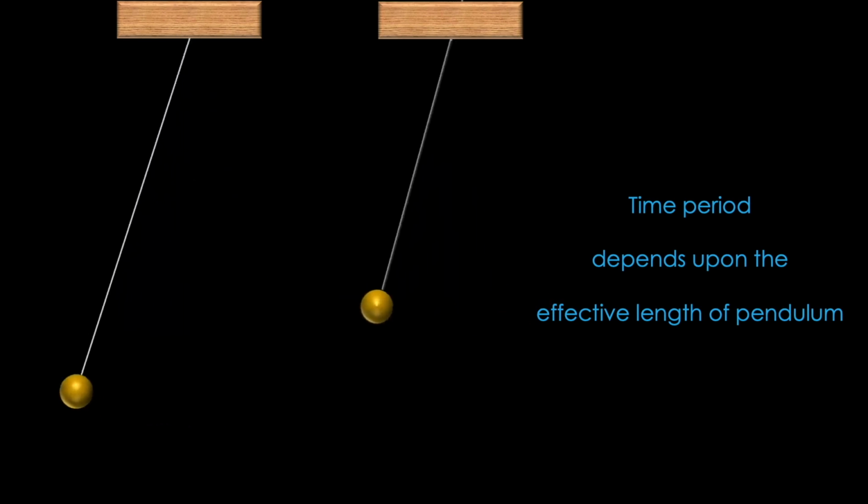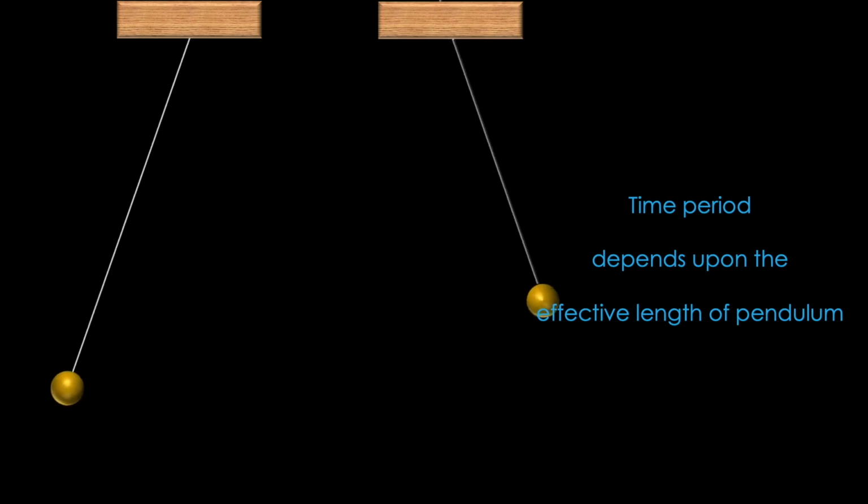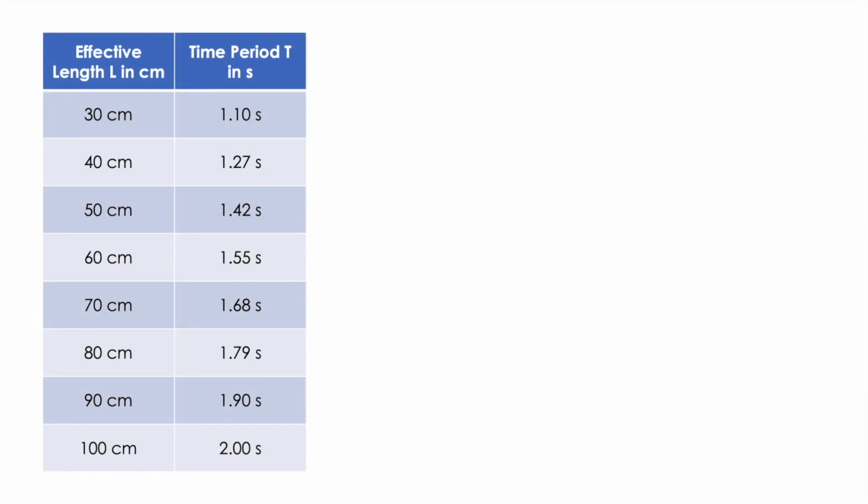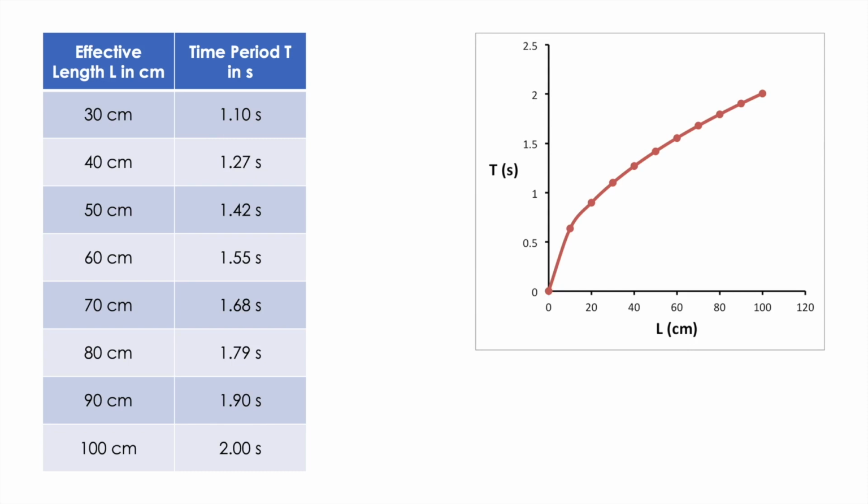If we measure the time periods of pendulums whose effective lengths are from 30 centimeters till 100 centimeters, we get to see that the time periods increase with the effective length. And as we plot these values on a graph, the graph looks like this. Now, we don't get to see any mathematical relationship between time period and effective length over here.